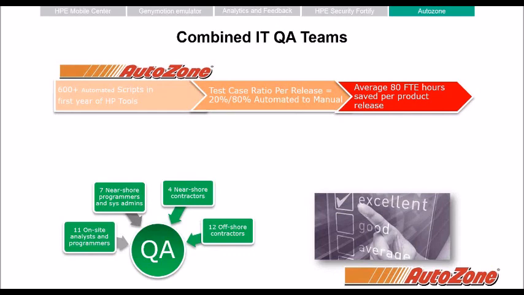Since we've moved away from CompuWare's test partner product and moved into the HPE suite of tools in the first year, we've automated about 600 scripts in the tool set, which includes the mobile tool set as well. We're still struggling to get all of those tests automated. We have about a 20 to 80% automated to manual ratio on our testing, and we're trying to improve that every day. But as we move to more automation and shift left more, we're saving an average of about 80 FTE hours every time we release a product. So that's real hours and real money that we can count and use elsewhere.